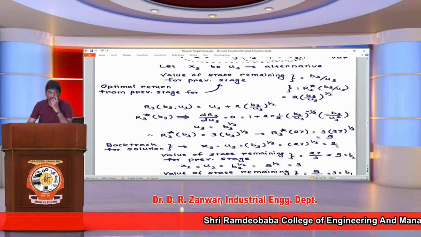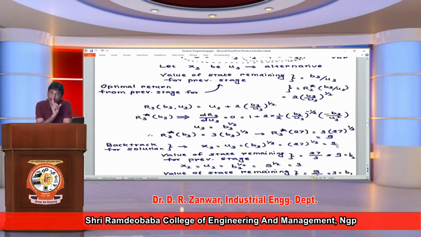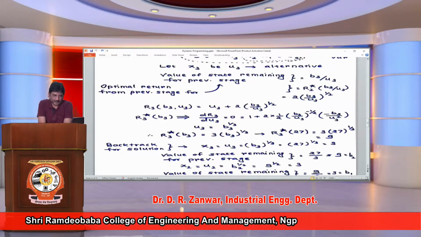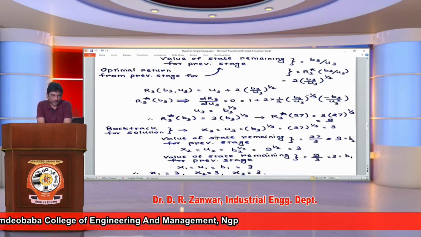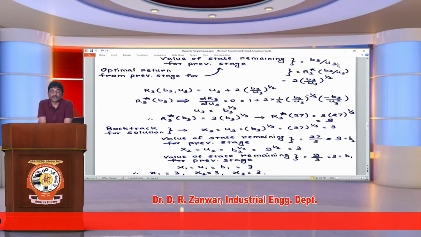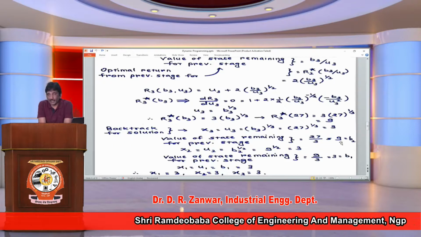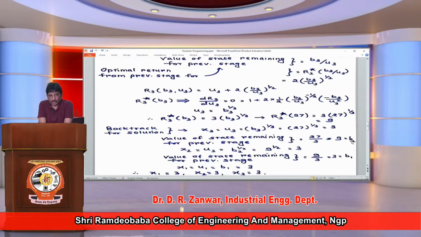Now you very well know that out of the state value 27, you have used 3. And now you know the value of the state remaining for the previous stage, in the style we have seen in our previous stage. The value of the state remaining for the previous stage is B3 by U3. B3 is 27, U3 is 3, so 27 by 3 gets you 9. That is the value of B2.